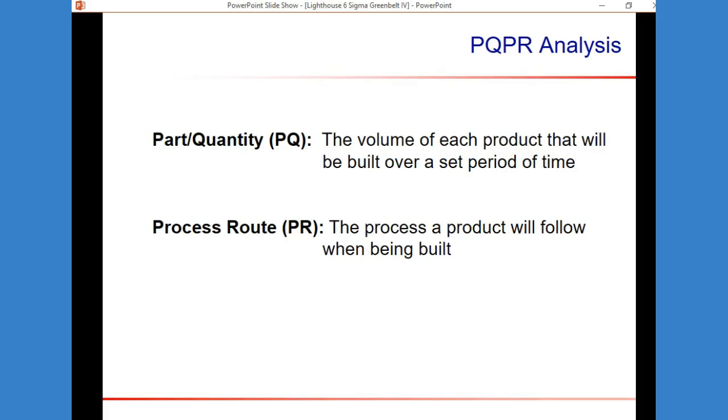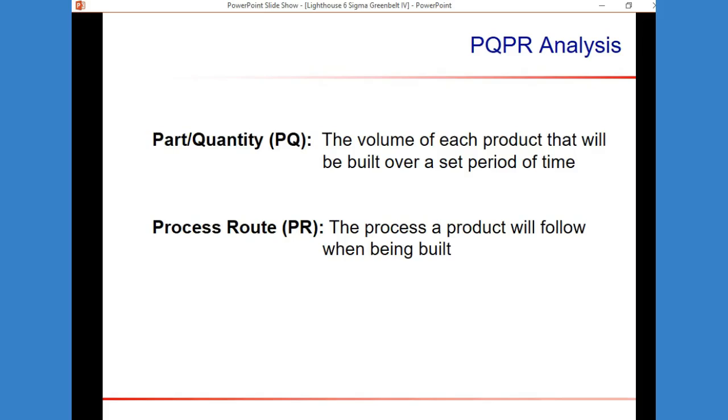So PQPR analysis, which is part quantity, part routing, is real similar to an ABC analysis. But what a part quantity, part routing analysis looks at is the volume of the process or the cell or the work area, how much business is flowing through or how much work is flowing through that area. So again, I can look at a PQPR analysis and say, out of all of my parts that I work on here, which ones belong where based on steps.